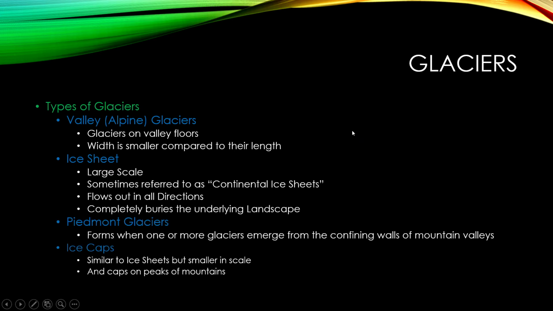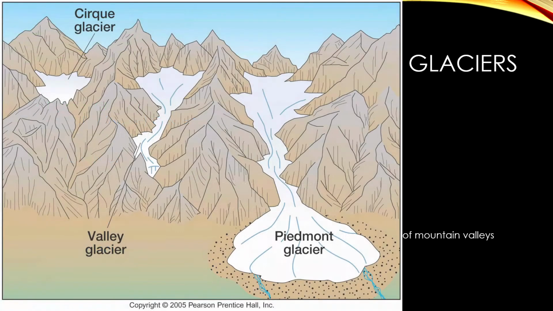And then we have the Piedmont glaciers, which form when one or more glaciers emerge from the confining walls of the mountain valley. So they are similar to your alluvial fans. And then we have the ice caps, which are similar to ice sheets but smaller in scale. And they are usually found in the peaks of mountains. So that is how it looks like.